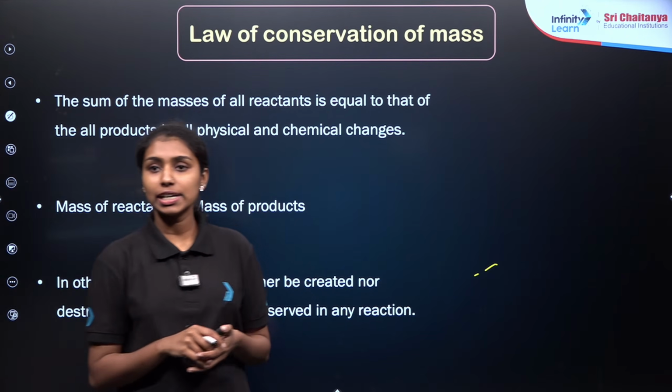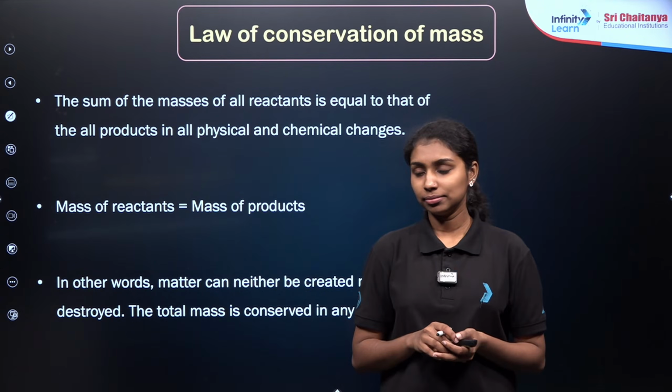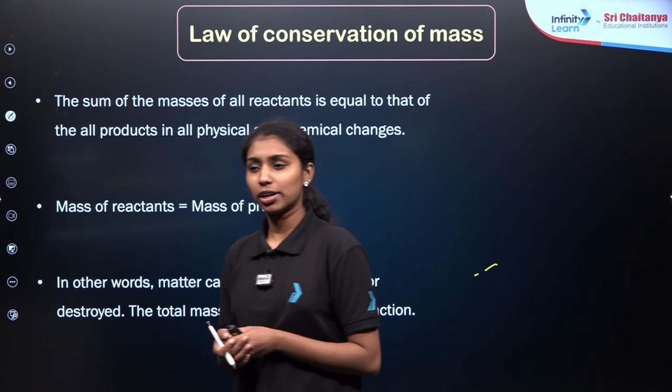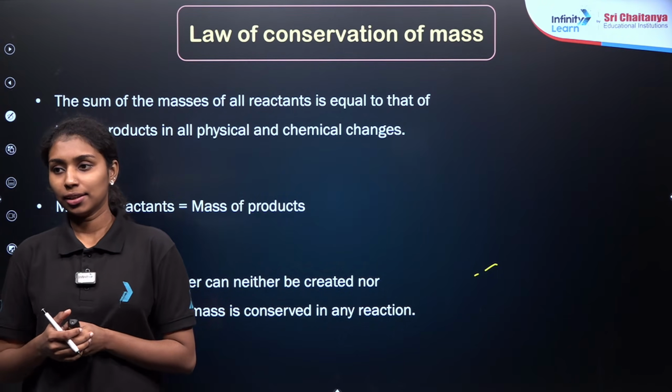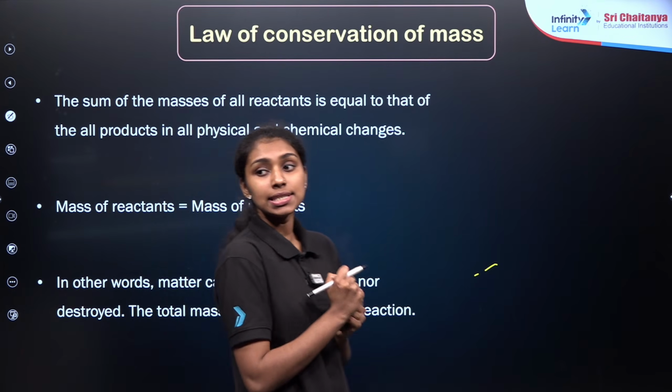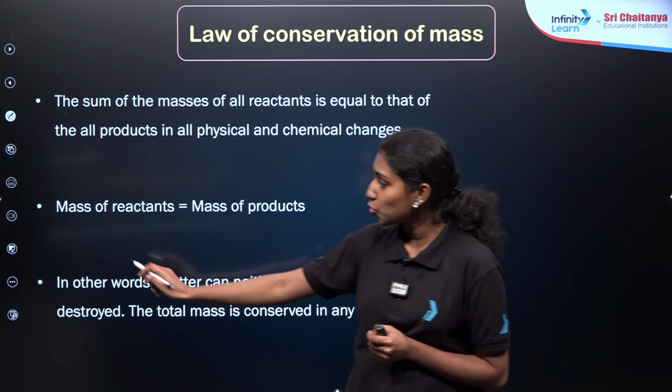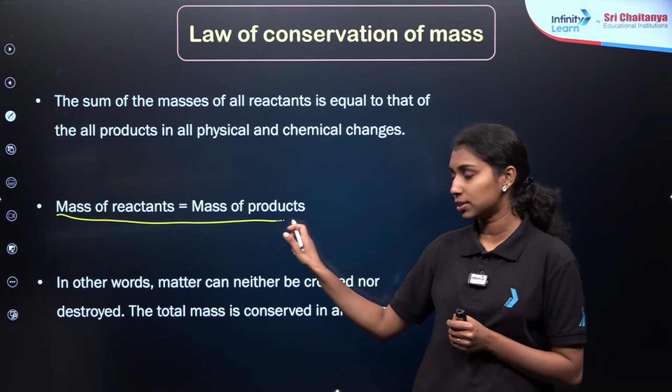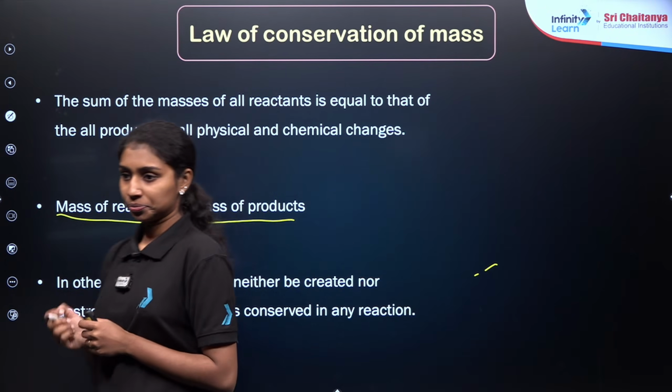So what do you mean by the law of conservation of mass? You have already studied it, right? Mass is conserved here, which means that in any chemical reaction, the total mass of the reactants should be equal to the total mass of the products. Clear?